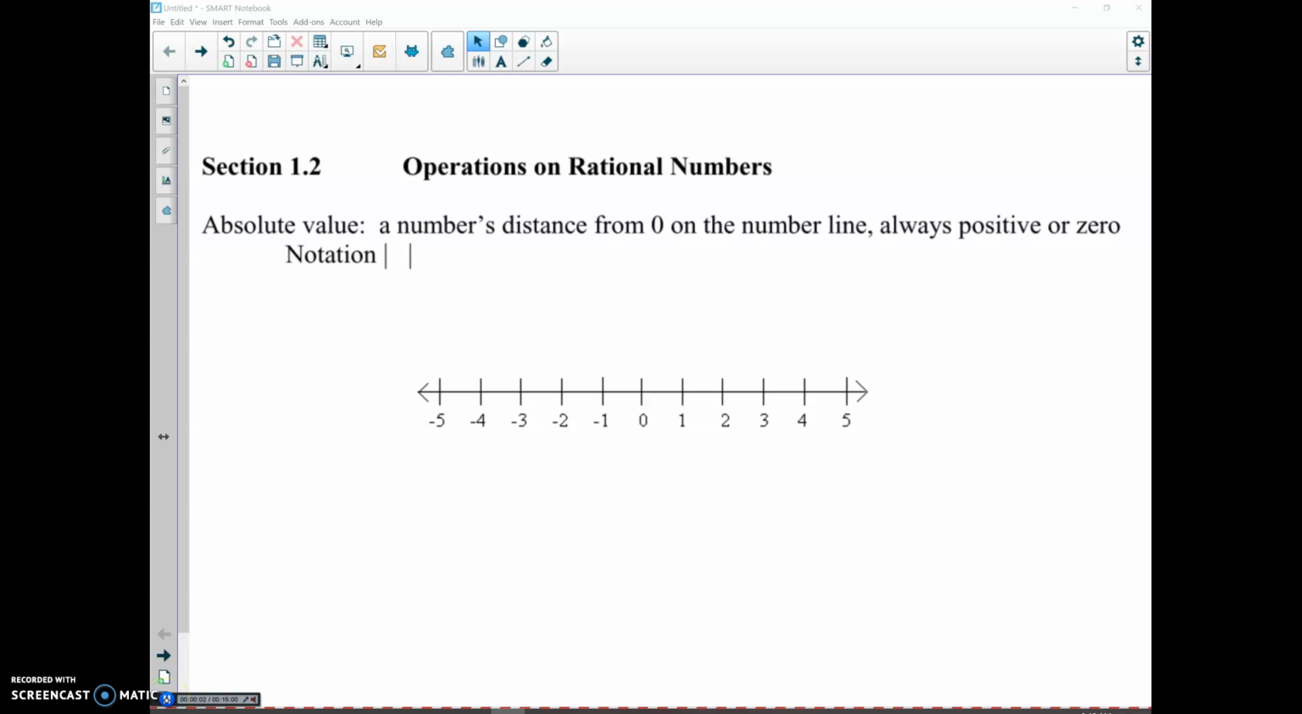Hi guys, today we're going to do section 1.2, operations on rational numbers. So let's start with some definitions in order for us to move on for this section. So absolute value, please write this down.